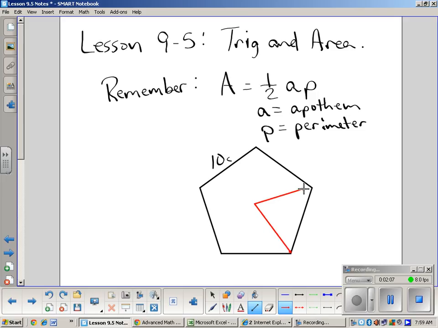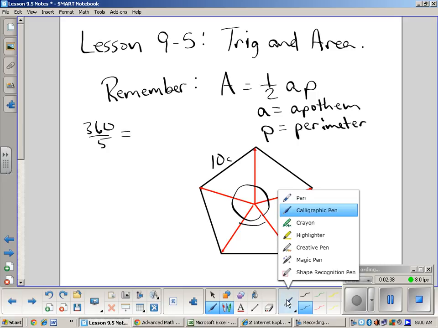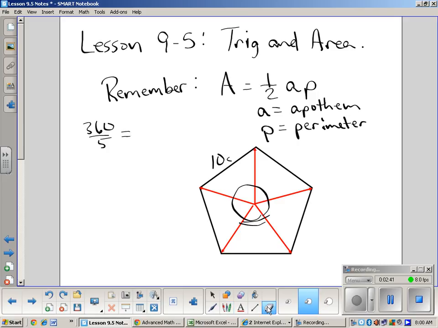I'm going to approximate where the center of that is. How many equal pieces of pie are there on this pentagon? 5. So, what is the measure of all 5 angles? 360. So how do I find the measure of one angle? Okay, so 360 divided 5 is 72. Okay?